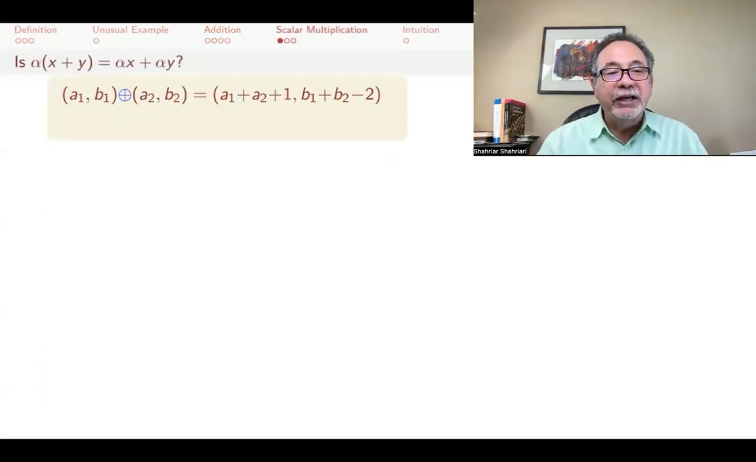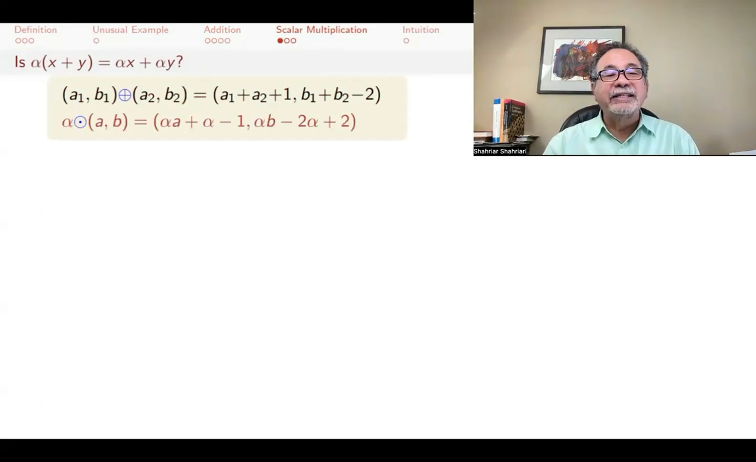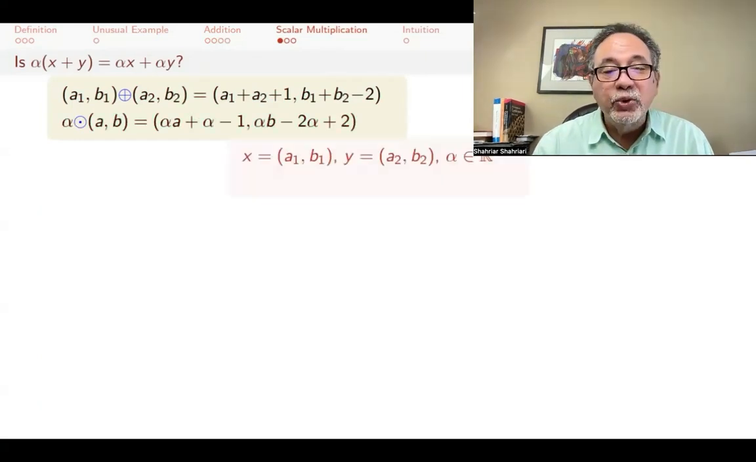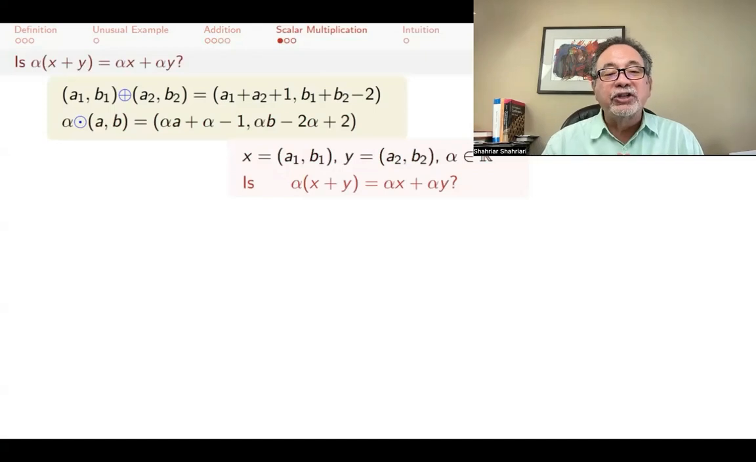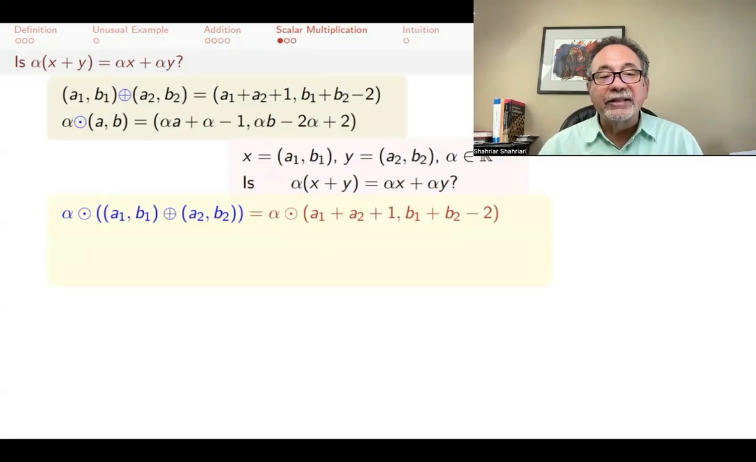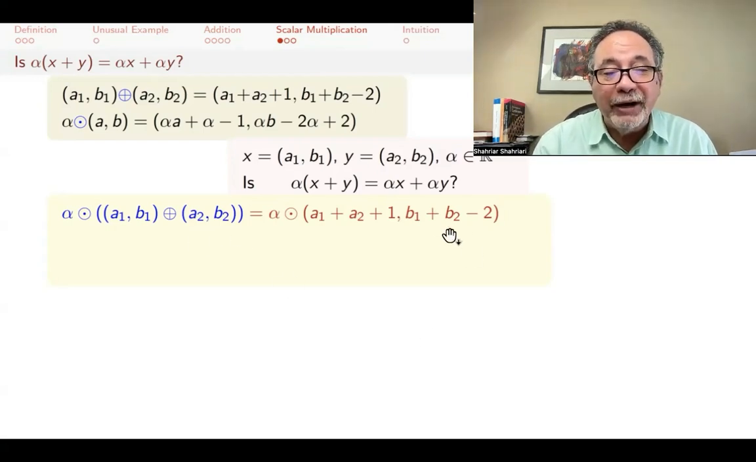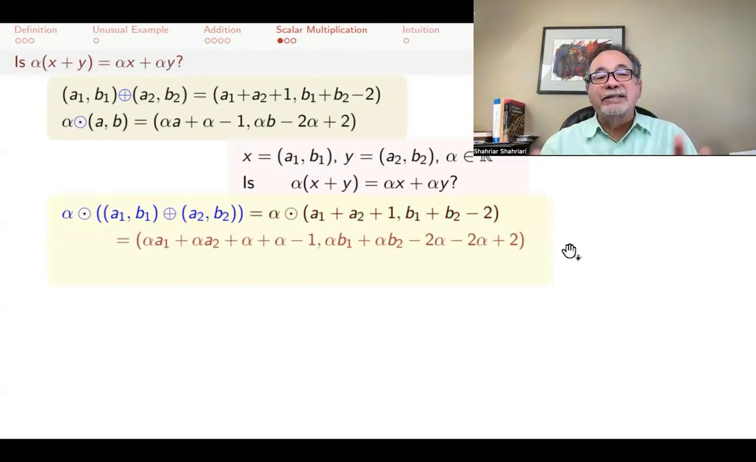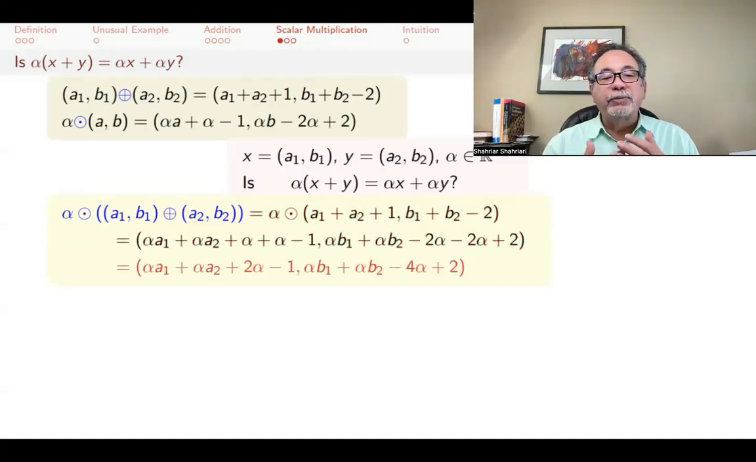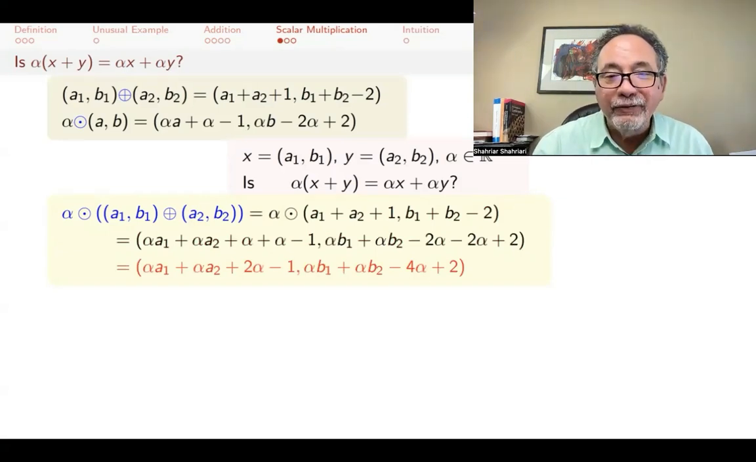Now for scalar multiplication, that was the way addition was defined, and this is the way scalar multiplication is defined. I take two elements, and alpha is a real number, and the question is, is alpha times (x plus y) the same as alpha x plus alpha y? I do both of those things. Alpha times (x plus y), where x is (a1, b1) and y is (a2, b2). So first I have to add these according to my rule. Then I use my rule again and multiply by the scalar alpha, and I get this mess. If I combine everything, I get alpha a1 plus alpha a2 plus 2 alpha minus 1, alpha b1 plus alpha b2 minus 4 alpha plus 2. That just doesn't seem to be a reasonable thing at all.